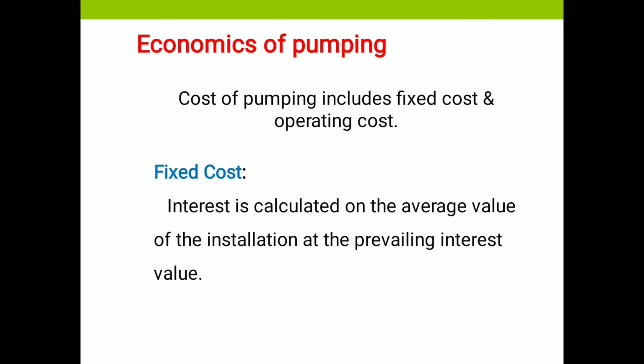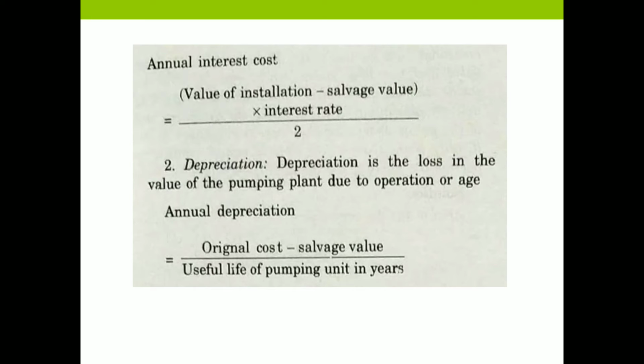So, economics of pumping, in which number 1 is the fixed cost. Interest is calculated on the average value of the installation at the prevailing interest rate. So, the annual interest cost is equal to value of installation minus salvage value, multiplied by interest rate, divided by 2.